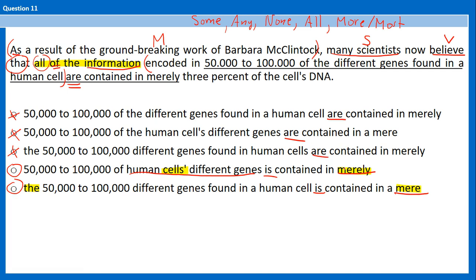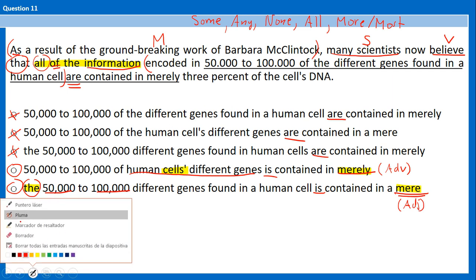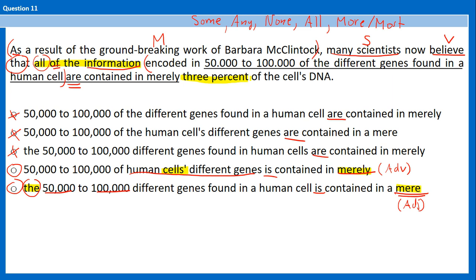Okay, well, this is simpler than it seems. Since you're referring to a specific set of genes, you need the 50 to 100,000 different genes found in a human cell. It's not any genes, it's a specific set. And in addition, if you have merely versus mere, remember that merely is an adverb, while mere is an adjective. And you want to describe the noun phrase 3% of the cell's DNA.